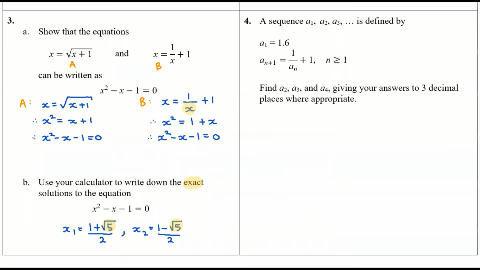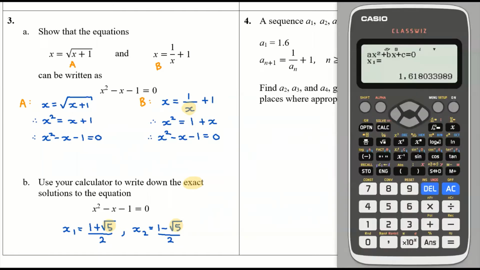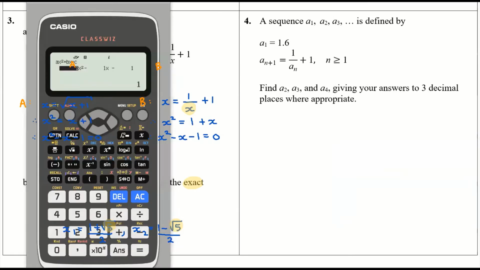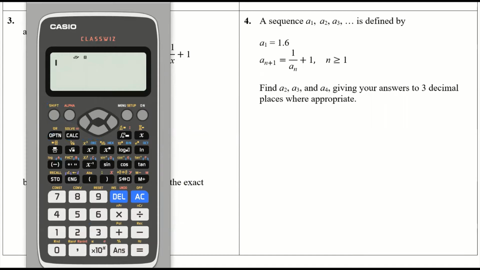Okay, now for question 4, we have a sequence A1, A2, and A3. We've got A1 as 1.6, and we have what looks like a recurrence relation going on. So we have to find A2, A3, and A4, and we're giving our answers to 3 decimal places. So we're going to use the calculator again. So we'll just cancel that and we'll drag it over to the other side, and we'll just clear all this work. So to get all this set up, let's just write down what we know, and then we can deduce what A2 and A3 and A4 might be.